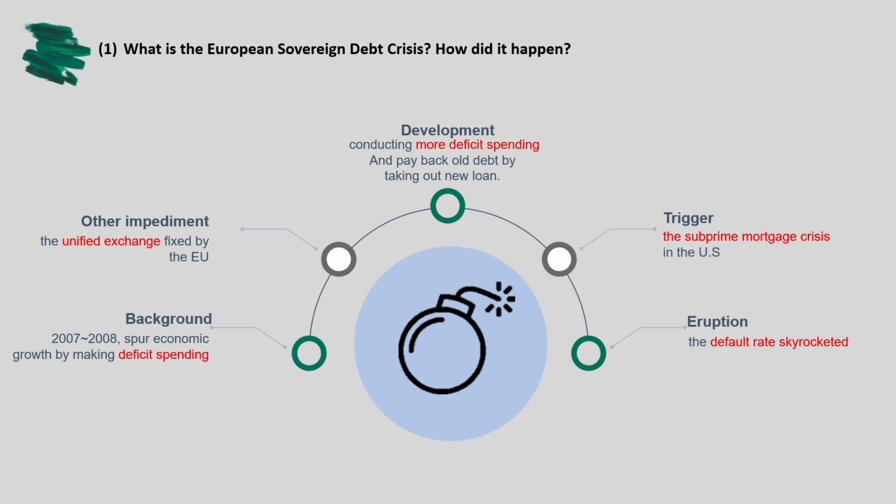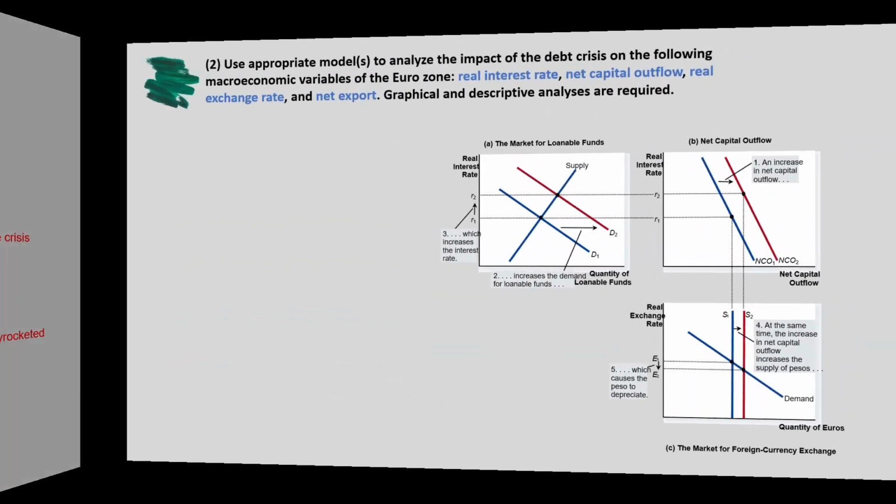The situation was so grave that the government could only pay back their debt by taking out new loans. And the last straw of the crisis was the subprime mortgage crisis in the United States. In the wake of the economic meltdown in the United States, investors lost confidence in the market and raised interest rates. From then on, countries like PIGS lost the ability to pay back their debt, and the sovereign debt crisis thus happened. Next, I'll analyze the impacts on the following macroeconomic variables.